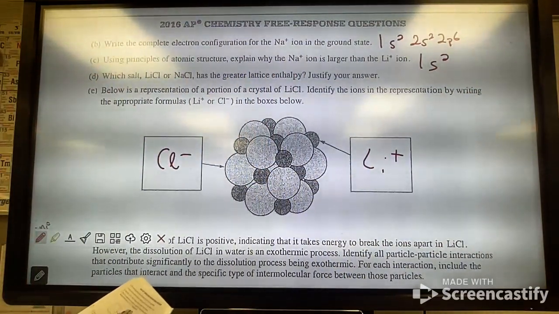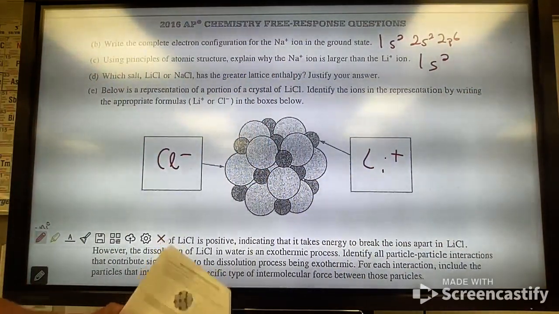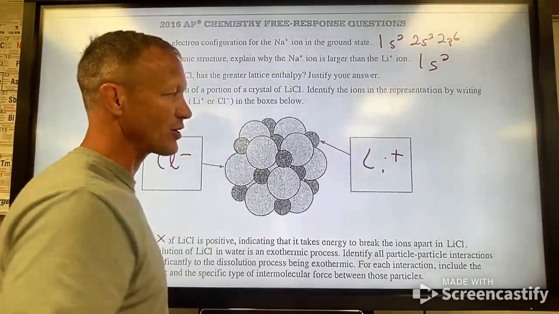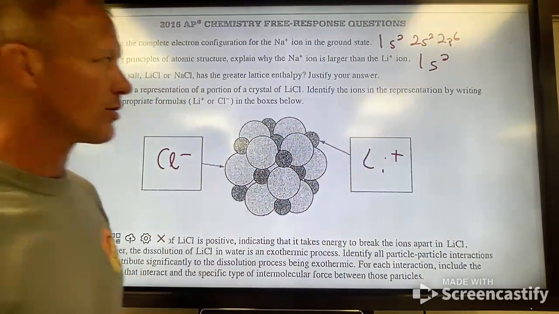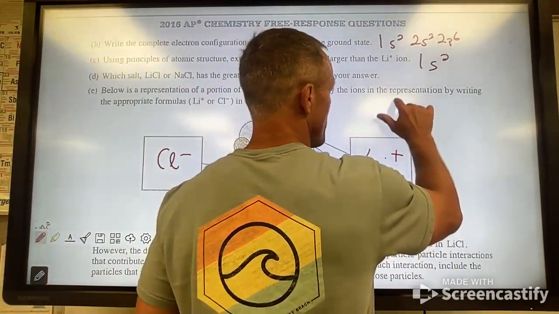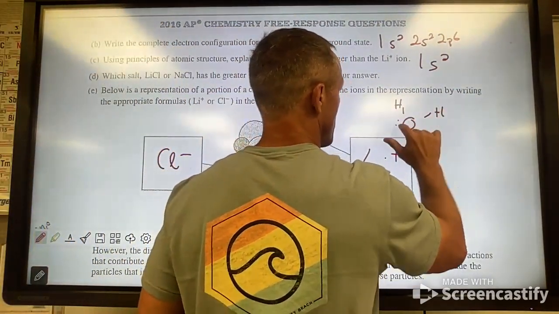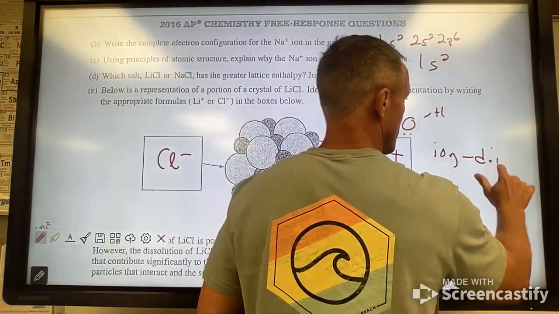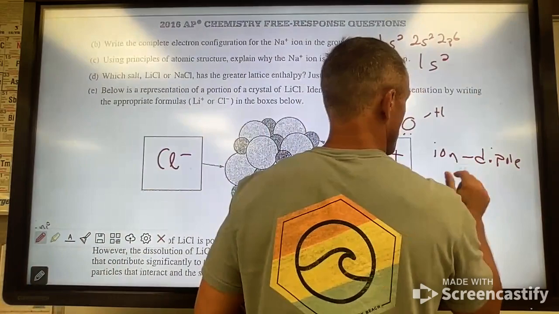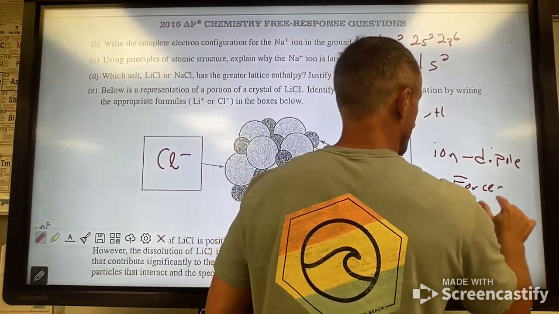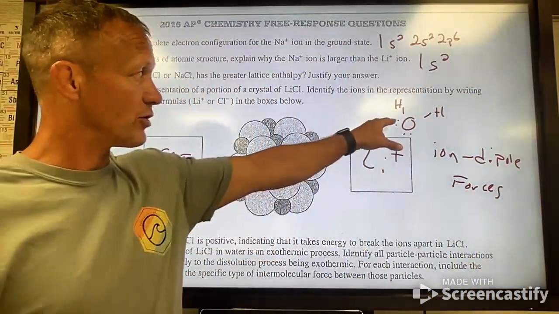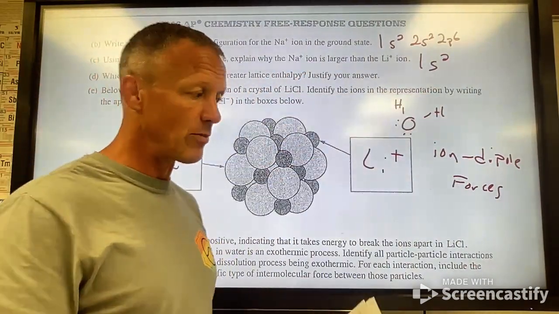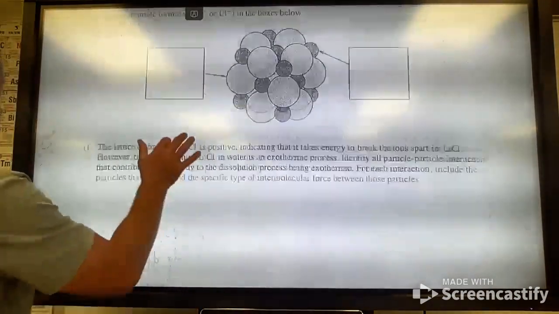It does ask at some point in time, if this was dissolved in water, it splits apart into its ions, what interactions would there be between these ions and water? Between these ions and water would be ion dipole forces. This positive lithium would be attracted to the oxygen end. This negative chlorine would be attracted to the hydrogen end. Ion dipole forces.